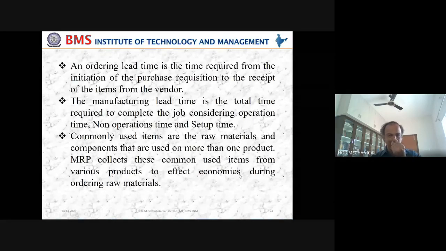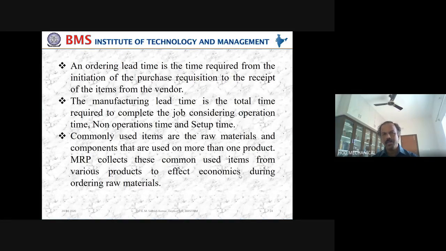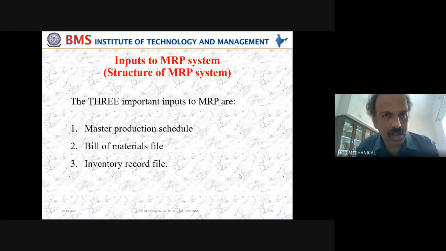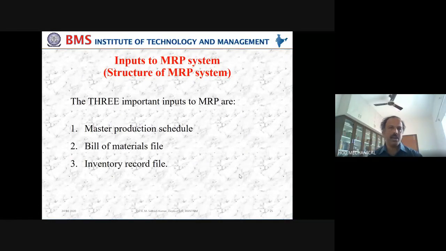So these are the fundamental concepts of MRP: dependent demand and independent demand, then the ordering time, and also manufacturing lead time, then the commonly used items. Okay, right. Next, this block diagram is very important, so please make a note somewhere. You'll understand the inputs to the MRP system. It's an important one. Inputs to the MRP system, or you can also call this the structure of the MRP system.